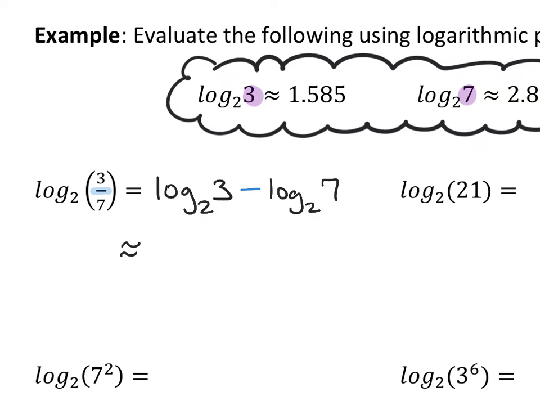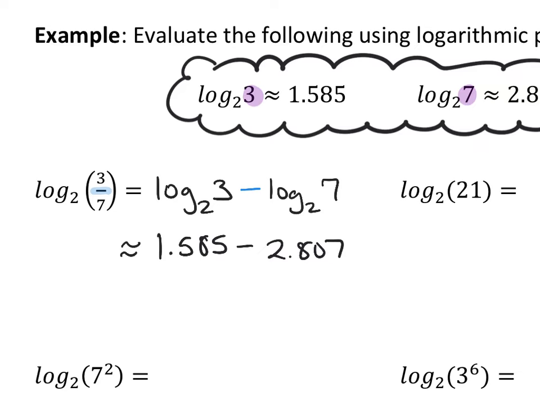Log base 2 of 3 is 1.585. I know this because it's literally in that little cloud section. I'm going to subtract the logarithm base 2 of 7, which is the other value in the cloud, 2.807.